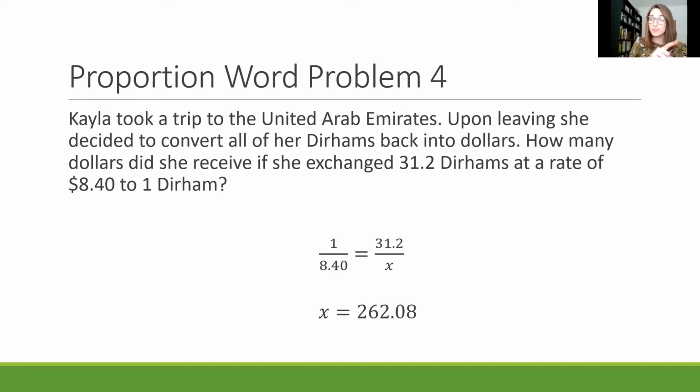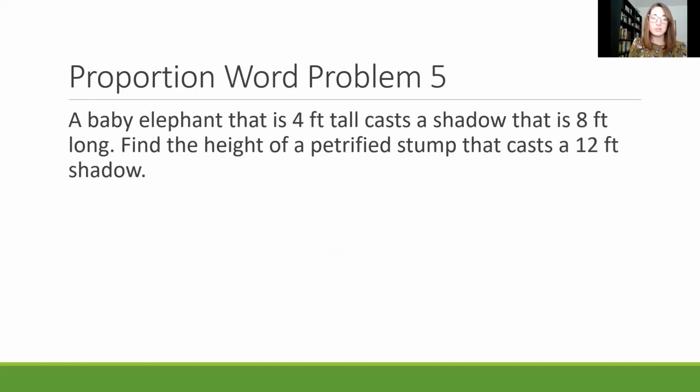So I'm going to make sure that my dirhams are lined up across the top and my dollar amounts, including my unknown, which is the x, are lined up across the bottom. Now I can cross multiply my 8.40 times 31.2 and divide that by 1. And I will get $262.08.